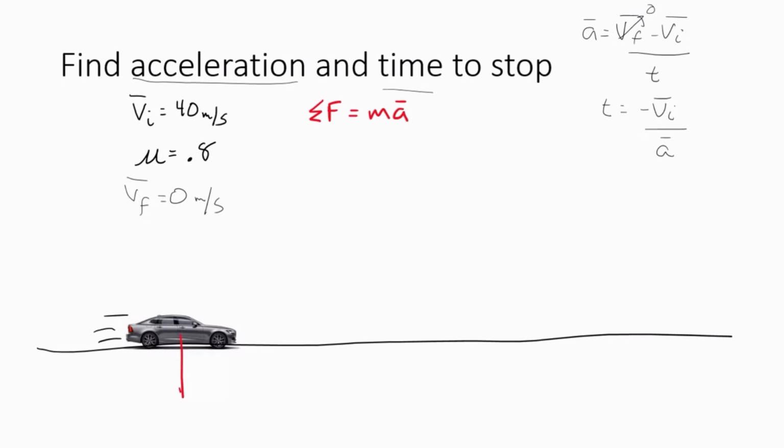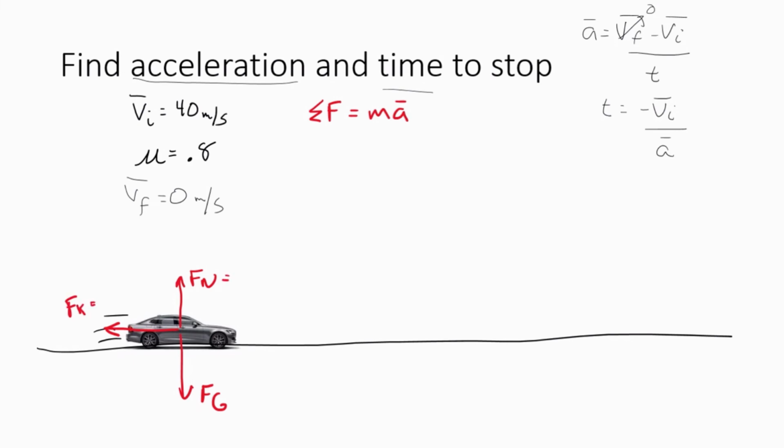So we're still going to look at this in terms of forces, and let's make our force diagram. I know there's a force down of gravity. We know there's a force up, which is the normal force. And the car is moving to the right as it comes to a stop. So kinetic friction, because it's sliding, must be to the left.